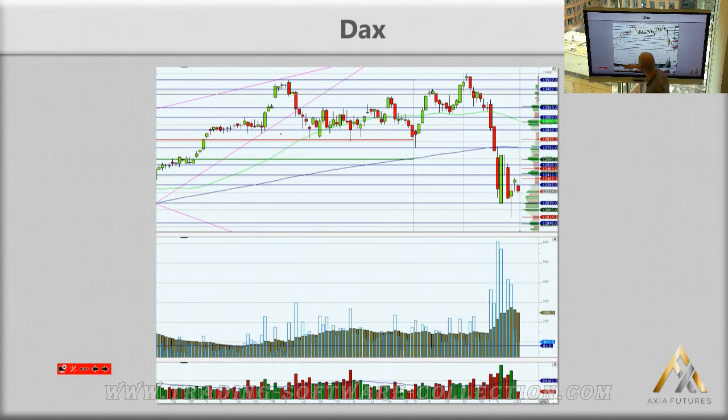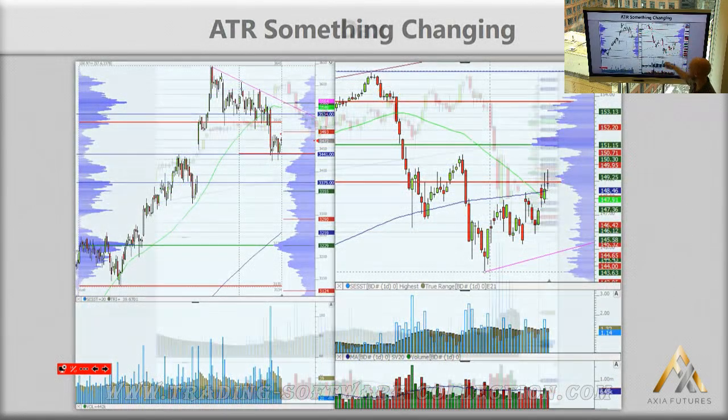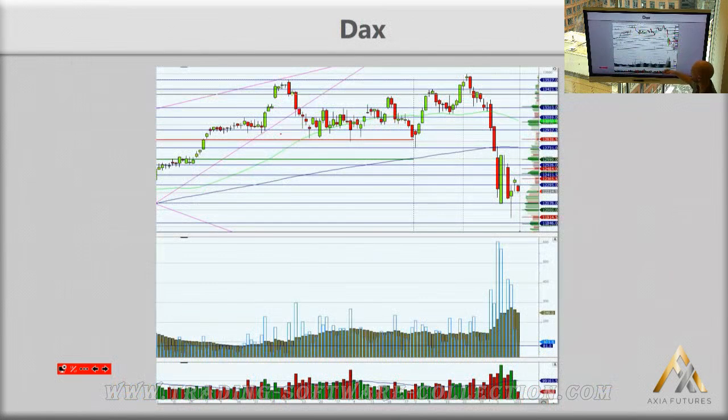So you do need to see the ATR in the DAX somewhere up around the sort of 150 area, I feel, before you start getting too much interest, and then you do start getting a little bit more sort of activity.